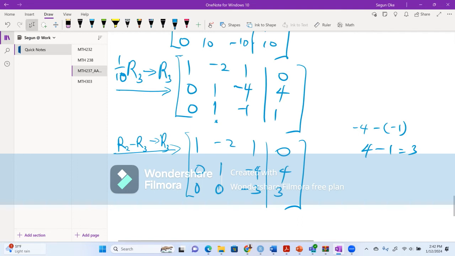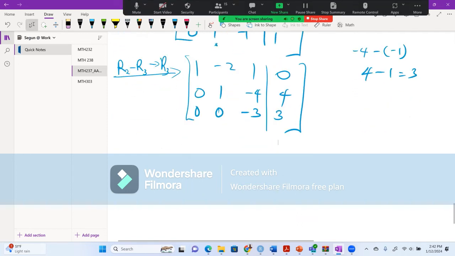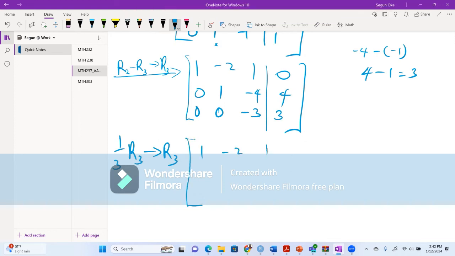But that's not the final, because we know that we can still work on this R3. 1 over 3 R3 turns to new R3, because the last point must be 1 too. So it's 0, 1, negative 4, 4, 0, 0, negative 1, and 1. Any question, please?